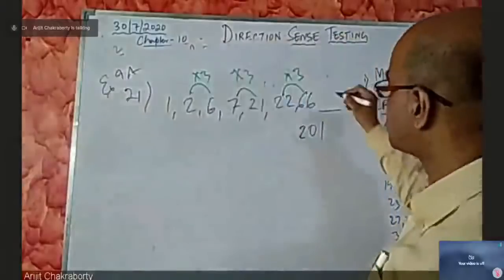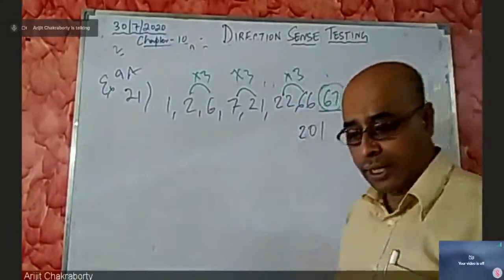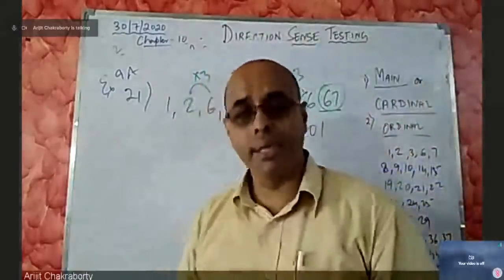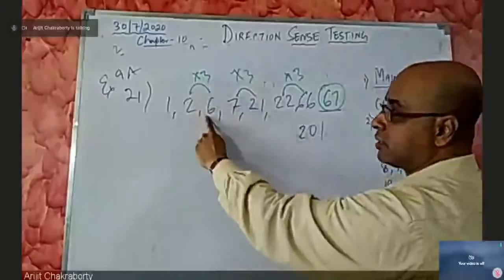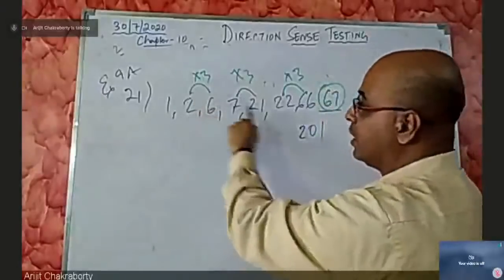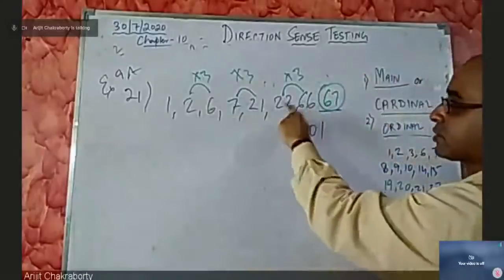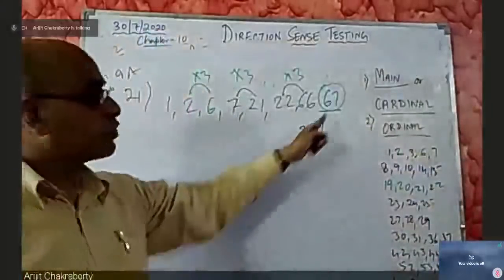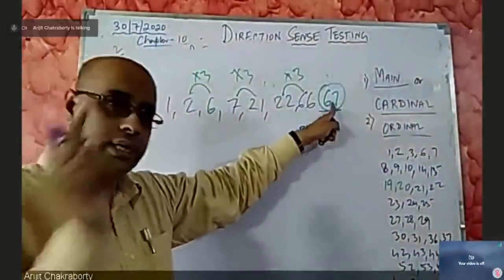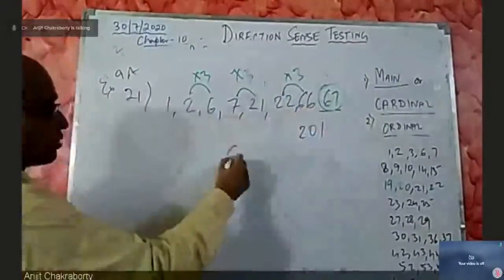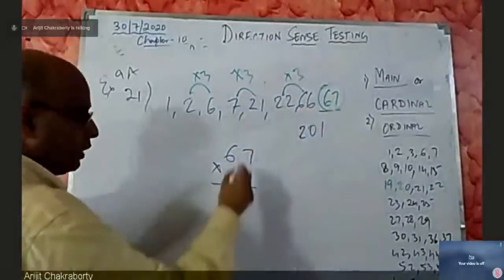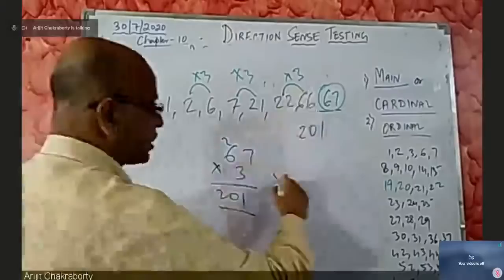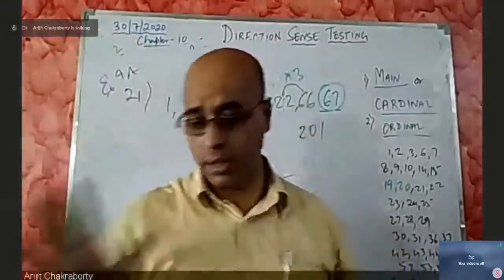Okay. So if I put 67 as the missing number, then to complete the rhythm, I hope Kunal you are watching, 6 is 3 times 2, 21 is 3 times 7, 66 is 3 times 22. So 201, the last number in the sequence, should be 3 times 67. If it is true, then your answer is correct. Let's try it out. 67 into 3. 3 7s are 21, 1, 2 and 20. So that means your answer is correct. The answer is 67. I hope Kunal you are clear.